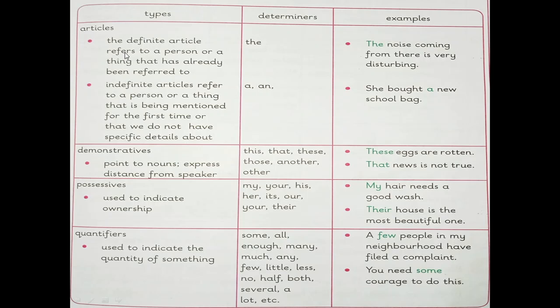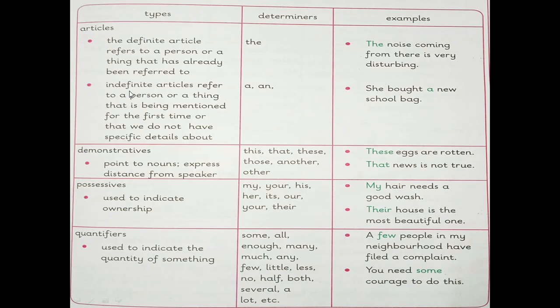Now articles are basically of 2 types, the definite article and the indefinite article, students. The definite article is the, and the indefinite articles are a and an. Now the definite article refers to a person or a thing that has already been referred to. There we use the determiner the.